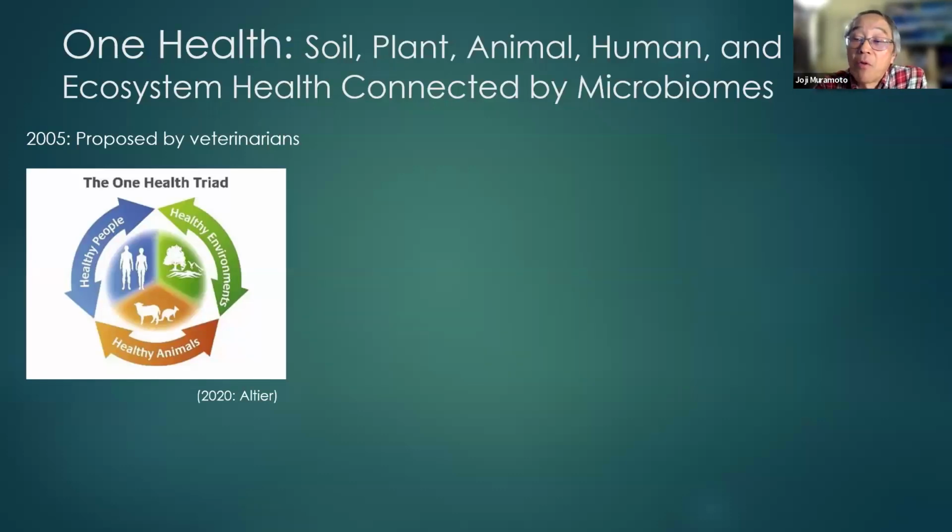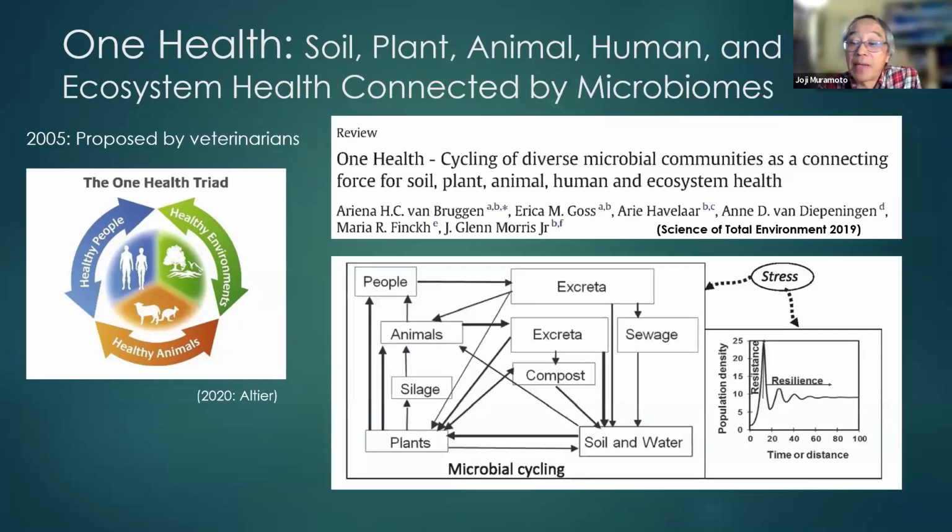Some of you might have heard of the novel concept of One Health. We found this concept while preparing this ISHM paper. It's a very fascinating and potentially powerful concept, which was first proposed by veterinarians to connect health between animals, humans, and environment. It was developed around 2000 when bird flu emerged. Since then, it has been expanded to connect soil, plant, animal, human, and ecosystem health through the cycling of diverse microbiomes. You must have heard of nutrient cycling, but the concept here is microbial cycling, which is fascinating.